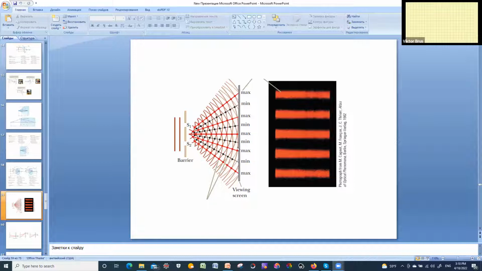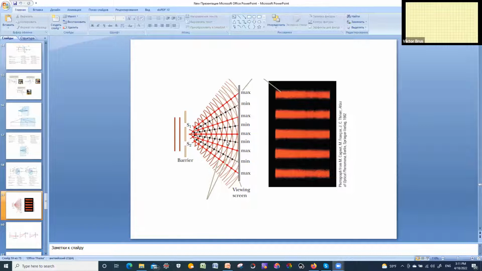And as a result, on this so-called viewing screen, we will see an interference pattern, which is repeating bright and dark lines. So it means we will have large light intensity and low light intensity, actually going from maximum to minimum. Such a repeating pattern is the result of interference of two waves, which are emitted from source one, like slit one, and slit two.